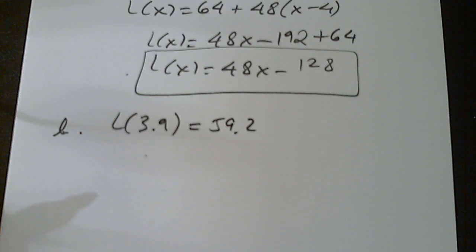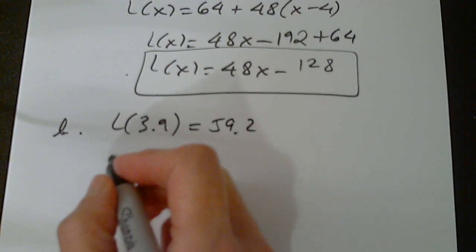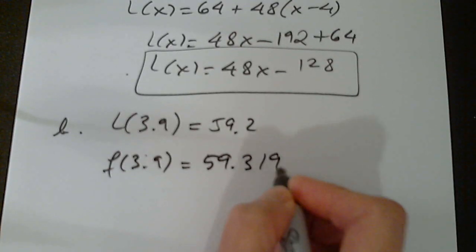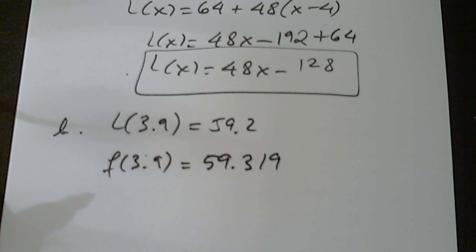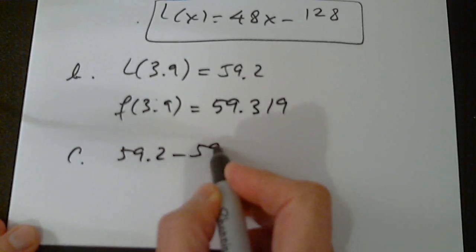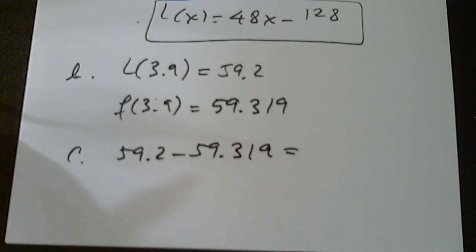I think the next question is find this using the calculator. Okay, fine. 3.9 to the power 3. So f of 3.9 is 59.319. The next question: what is the difference between the approximation, which is 59.2, and the actual? So 59.2 minus 59.319. So the difference is tiny.